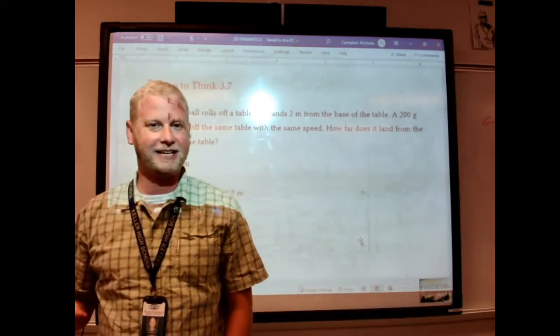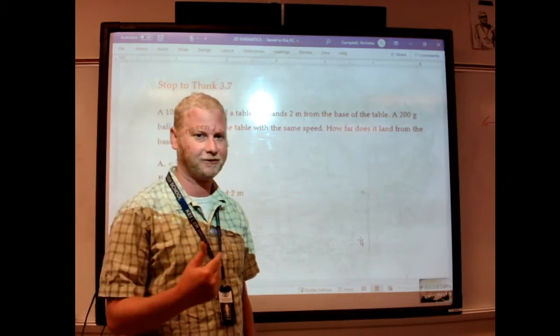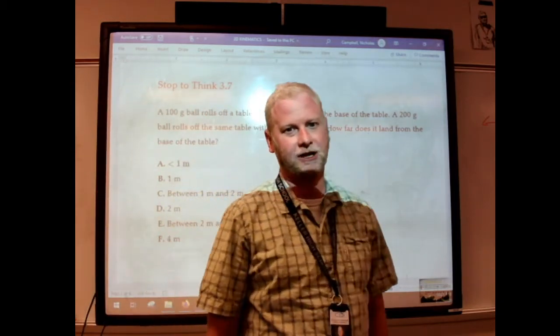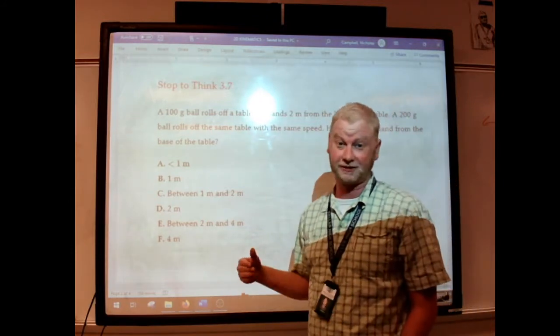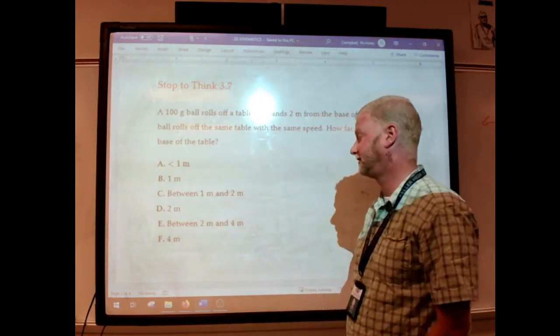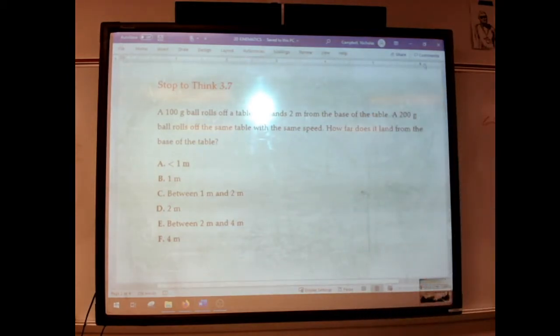Because again, mass does not matter here. Mass is in none of our formulas so far. The only thing that matters is that gravitational acceleration, and that gravitational acceleration is identical for both objects. So let's go ahead and look at a mathematical example together.